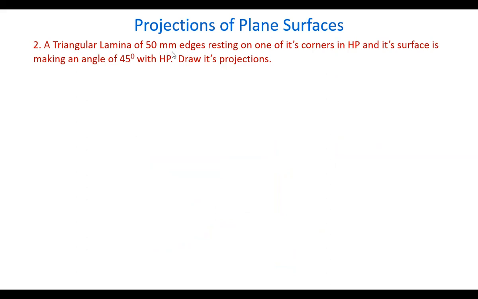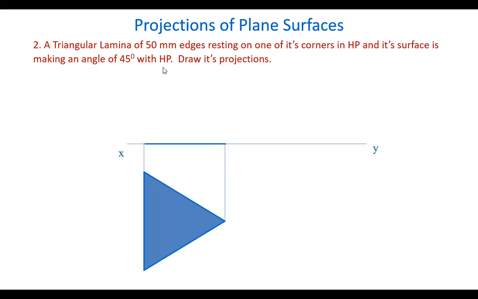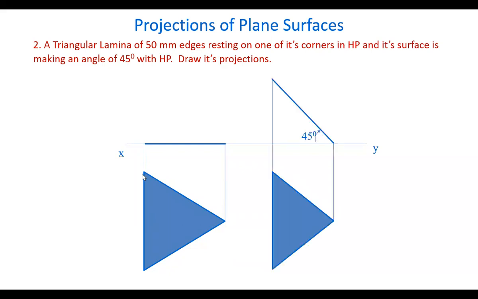Triangular lamina of this much size resting on one of its corners. Earlier we have seen the edge. Now it is lying on a corner. Its surface is making an angle 45 with the HP. If you observe the plane, it is like this. Now, this side we have a corner, right? For this plane, we have a corner on the right side. That's why we have lifted the left side.